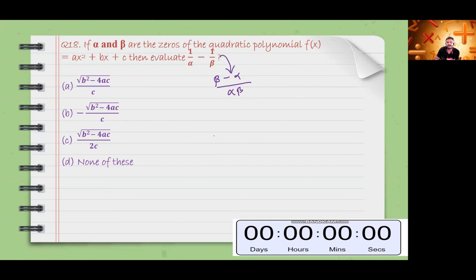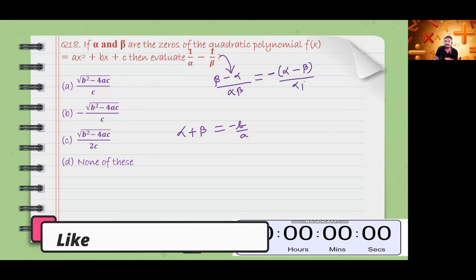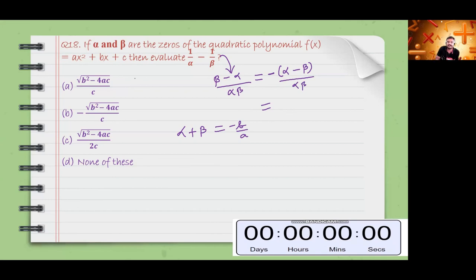अगर हम इसको solve करते हैं तो अभी हमारे पास sum of zeros है. What is sum of zeros? Alpha plus beta is equal to minus b upon a. Okay. Minus b upon a. तो यहाँ पे अगर मैं माइनस साइन कॉमन ले लेता हूँ, so what will come: alpha minus beta, okay, alpha minus beta upon alpha beta, so I want the value of alpha minus beta. अभी हमने previous में alpha minus beta का value find किया था, if you remember. Okay, what was that? Square root of b² minus 4ac upon a it was.